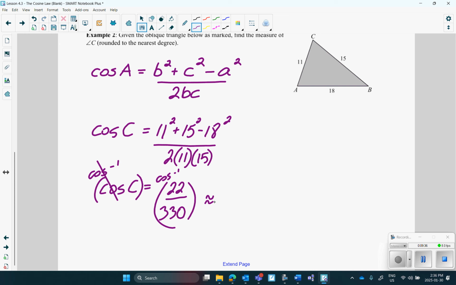Well, at the time, it's 86.1. So 86 degrees. This is that nearest degree.